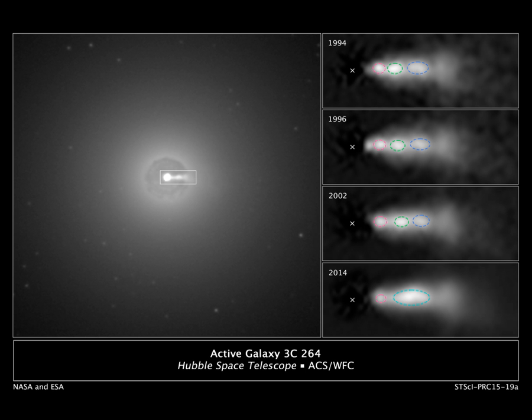Jet velocities when approaching the speed of light show significant effects of the special theory of relativity, for example, relativistic beaming that changes the apparent beam brightness, see the one-sided jets below.